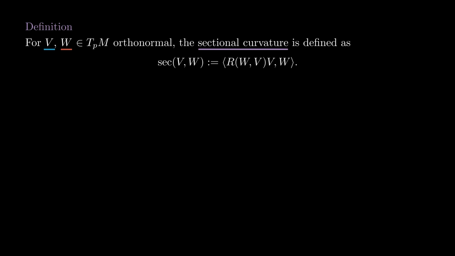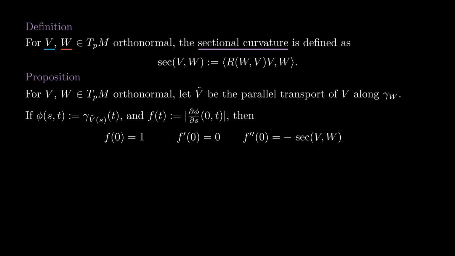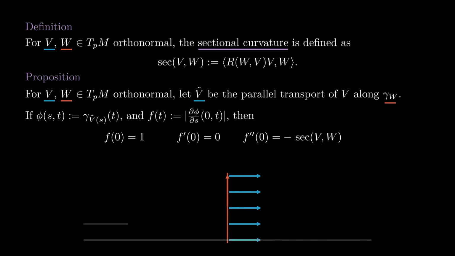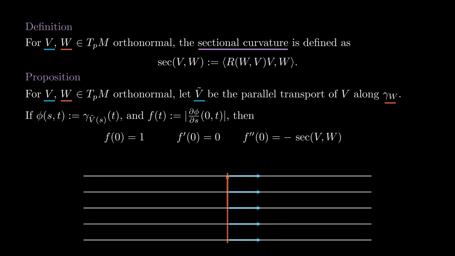With this definition, let's repeat that construction we already did three times. Take two orthonormal vectors v and w, take gamma w, the geodesic in the direction of w, v tilde the parallel transport of v along gamma w, and let phi of st be given by gamma v tilde s at t. So for a fixed s, phi of st is the geodesic with initial velocity v tilde of s. We call f of t the length of the derivative of phi with respect to s at 0t. This length will tell us how these geodesics spread out.